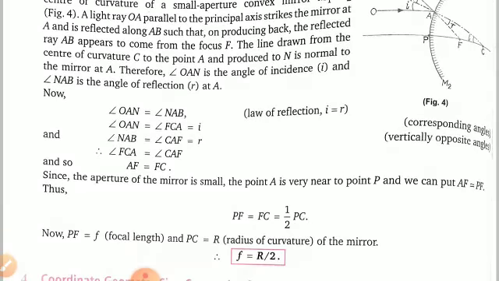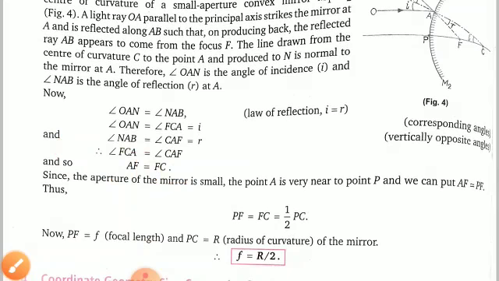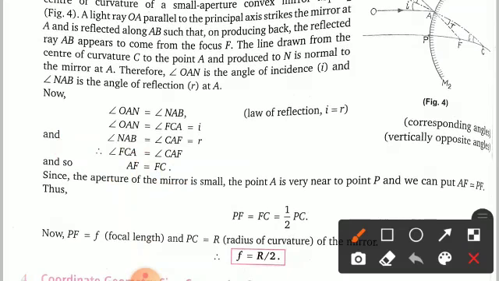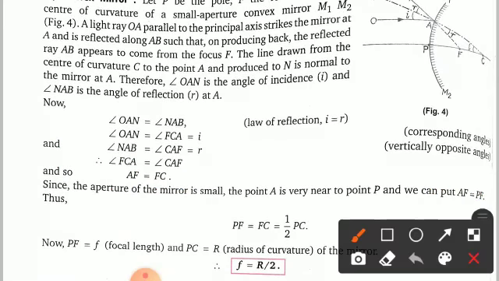So from this relation, we consider angle FCA is equal to angle CAF, so AF is equal to FC. Now since the aperture of the mirror is very small, the point A is very near to point P. Clear? Same thing we have already covered in the concave mirror and now in this convex mirror. So we can put here AF is equal to PF, this we can easily take. Thus PF is equal to FC, equal to half PC.